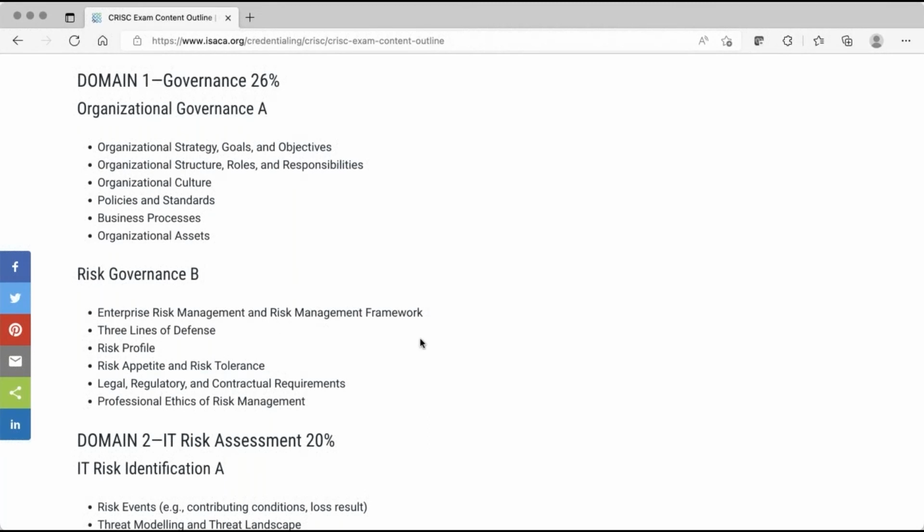Now, how are they related? Enterprise risk and IT risk. How are they related? They are aligned in the sense that IT risk is a subset of the enterprise risk. So that's how you need to understand it.